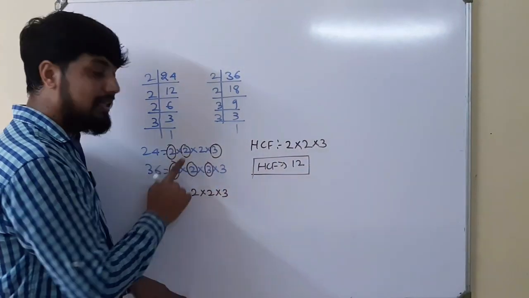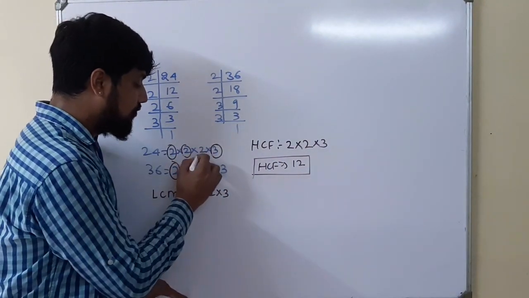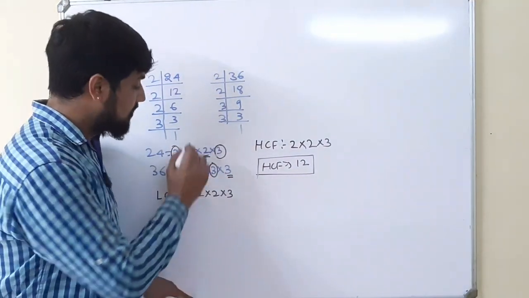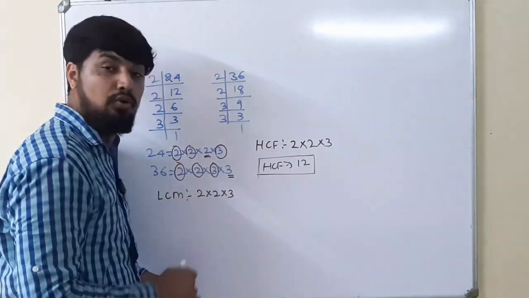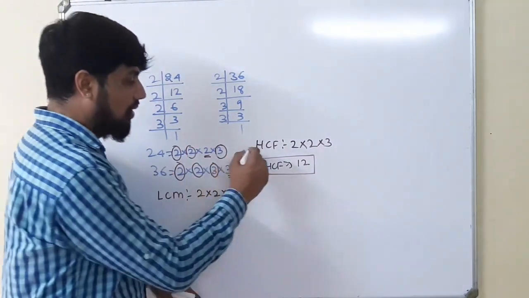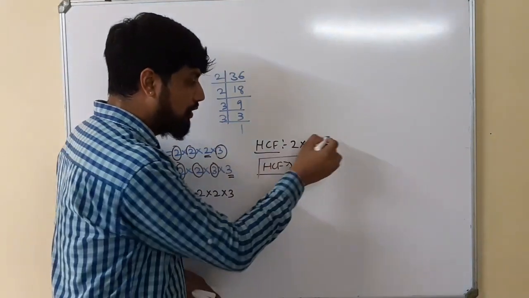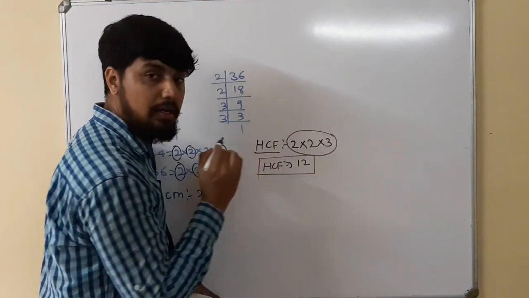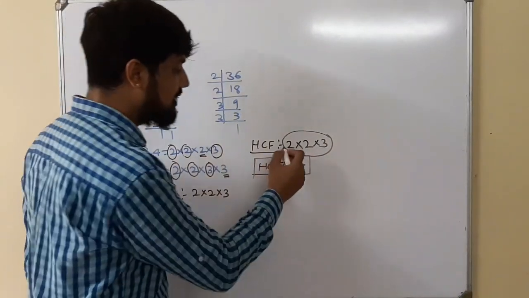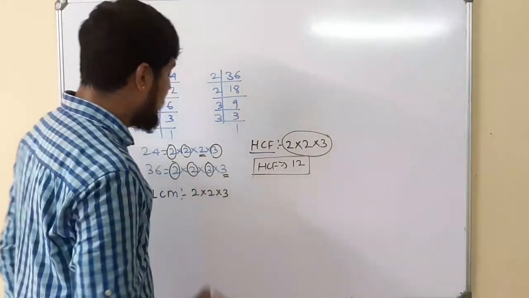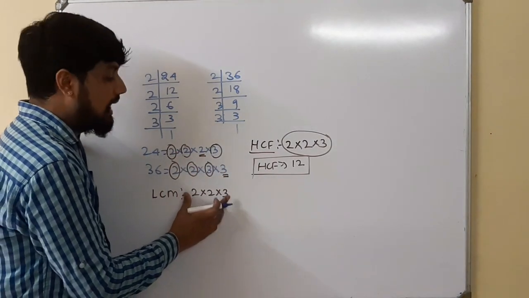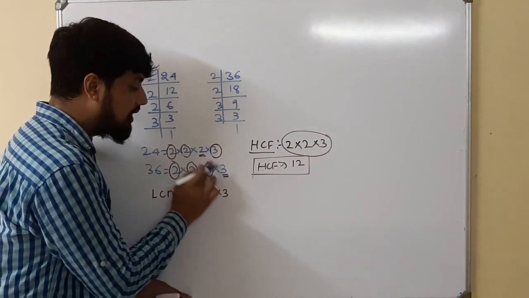But now in LCM the slight difference is, whichever number does not have any common pair, that number you have to write in the LCM. Understand this very clearly. While calculating the HCF, you just write the common numbers. Whichever factors are common in both the numbers, you just write that number here. And in LCM, first you have to write the common numbers, and then the numbers which are not common.